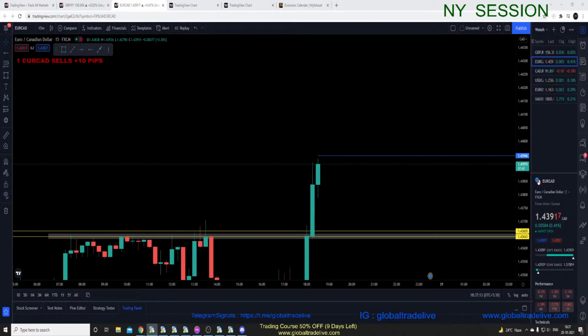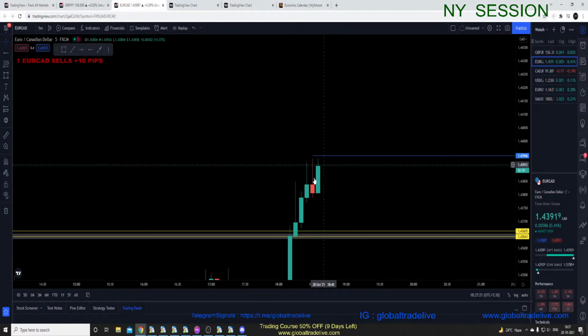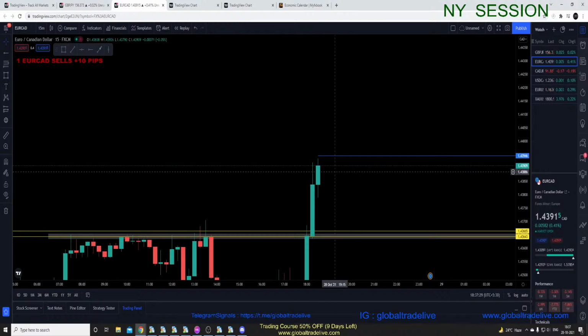Yeah, I'm gonna wait for EuroCAD to retrace back a little bit because this looks really risky. I cannot take this trade. The previous candle just closed with a huge rejection. I'm gonna wait for 15 minutes to close.